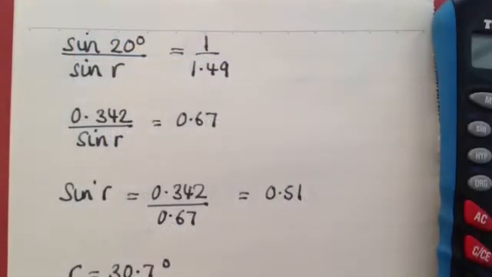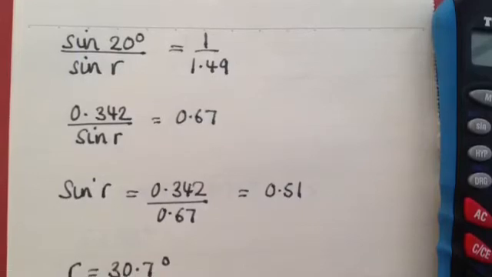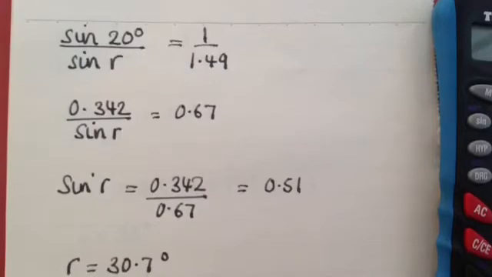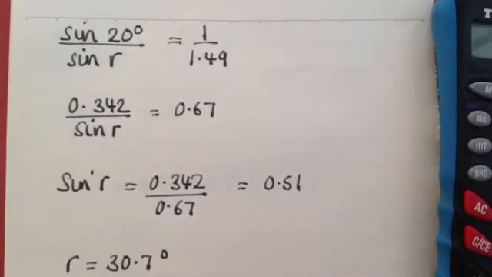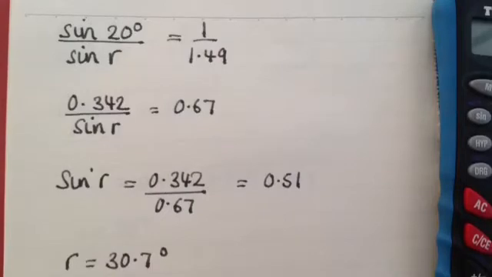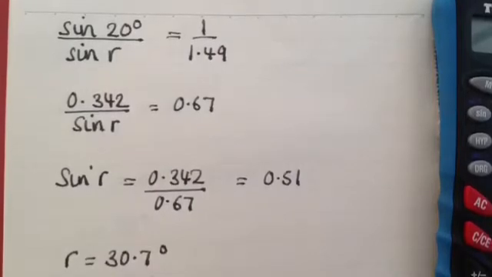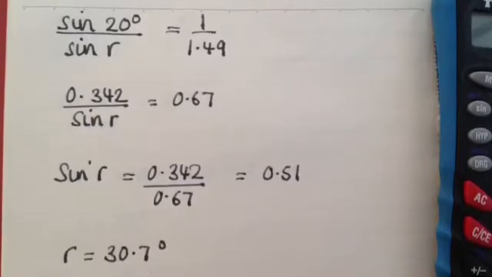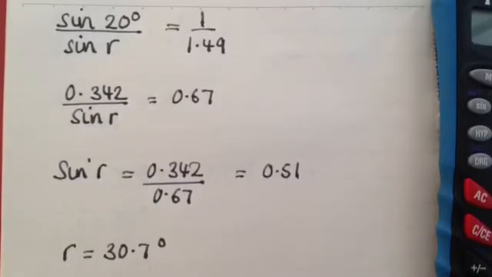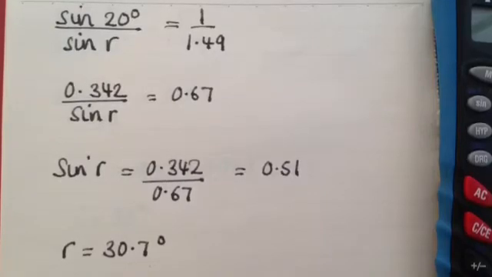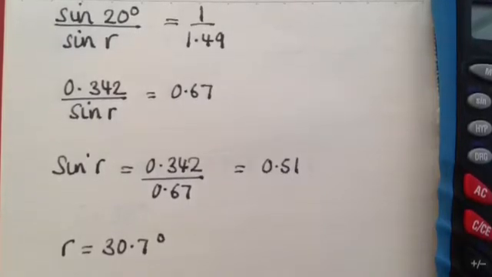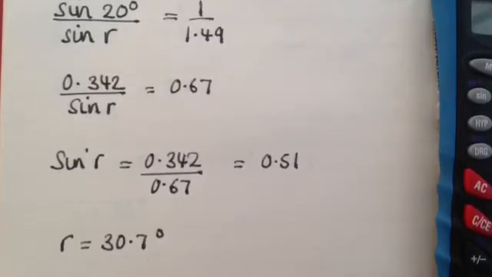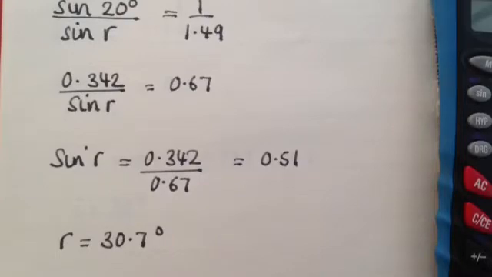Now I know the refractive index of this glass, I can use it to work out the new angle of refraction or a new angle of incidence. Say I set the angle of incidence at 20 degrees, I could work out where it should come out at. So sine of 20 divided by the sine of R will be equal to 1 divided by 1.49. I've calculated the sine of 20 to be 0.342 on the calculator, so divide that by sine R and it will give me the 0.67.